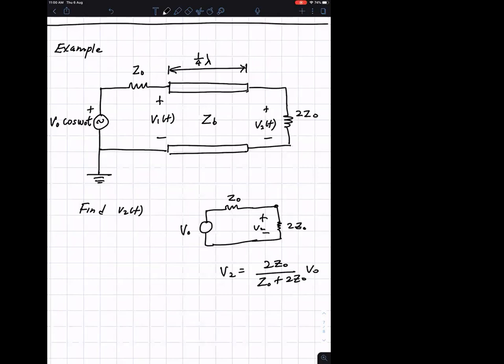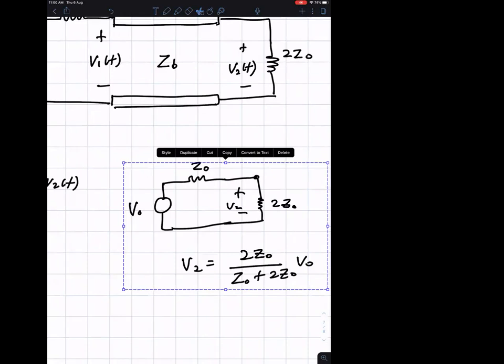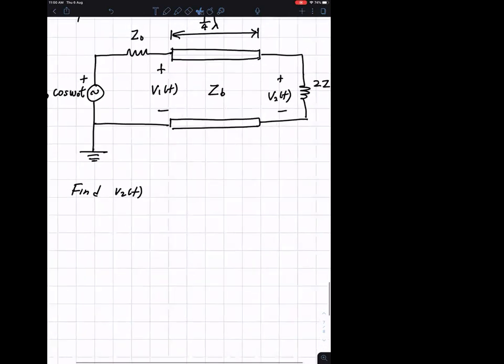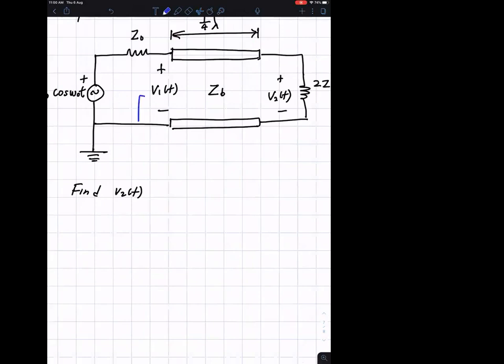It's a low frequency circuit, but at high frequency, we have to consider the existence of the transmission line. That's going to complicate things. So how do you proceed doing this? First thing you want to do is find the input impedance, looking inside here. Input impedance.